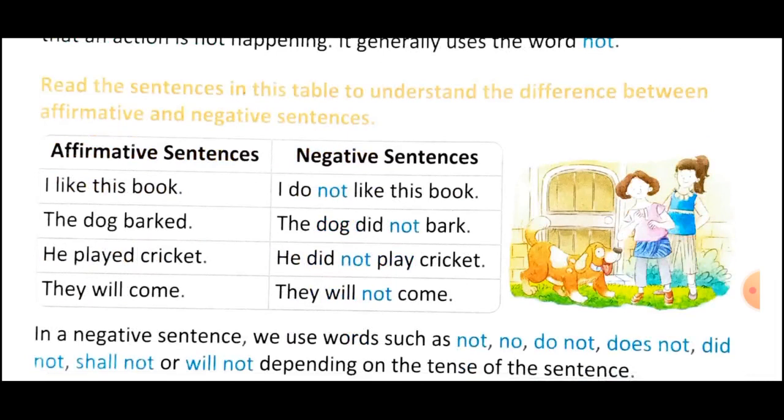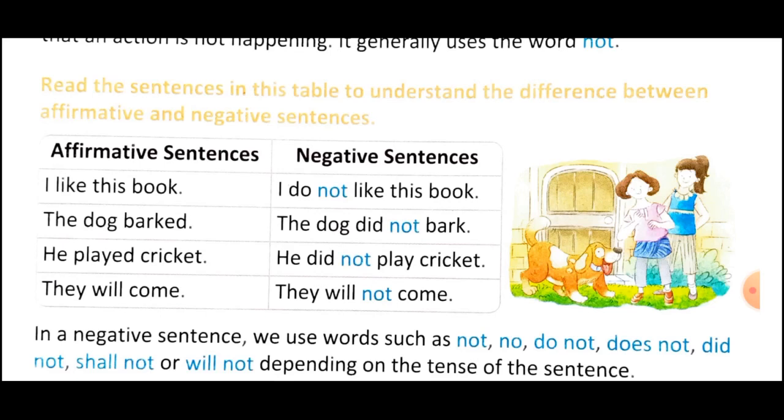Now let's see this table, and by this table it would be clear to you how you can identify affirmative sentences and how you can identify negative sentences. First is I like this book, and if you want to say this in a negative sentence, it will be I do not like this book.